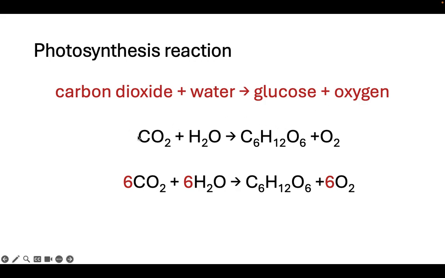Another reminder is that I can't just leave this equation in its current form, because it would be an unbalanced equation. On this side, for example, for carbon I have only one atom of carbon, while on the other side I have 6 of them, so that would not be an equal number. In order to resolve it, I need to put 6 in front of every chemical apart from glucose, and this will result in the balanced equation of photosynthesis.